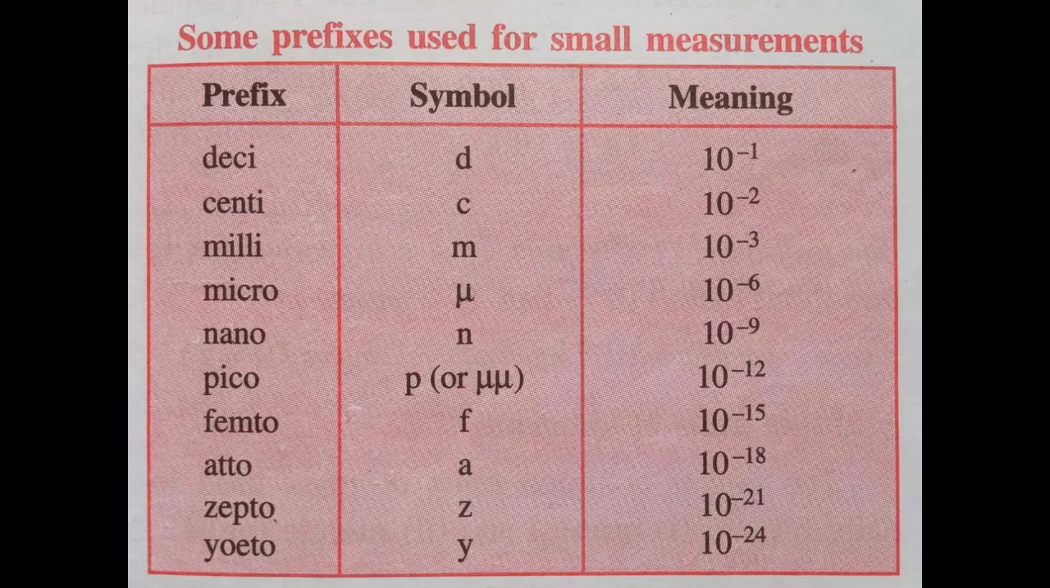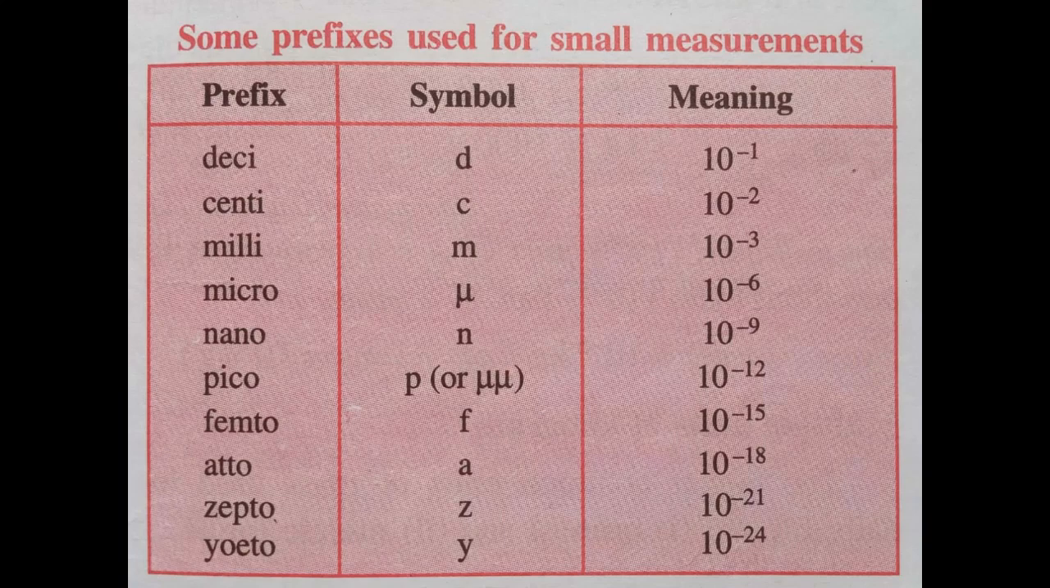Next, some prefixes used for small measurements. Deci, symbol small d, 10 power minus 1 is the meaning. Centi, symbol C, 10 power minus 2. Milli, symbol M, 10 power minus 3. Micro, the symbol is mu. It looks like a U and it's pronounced as mu, M-E-W, mu. Alright? 10 power minus 6.